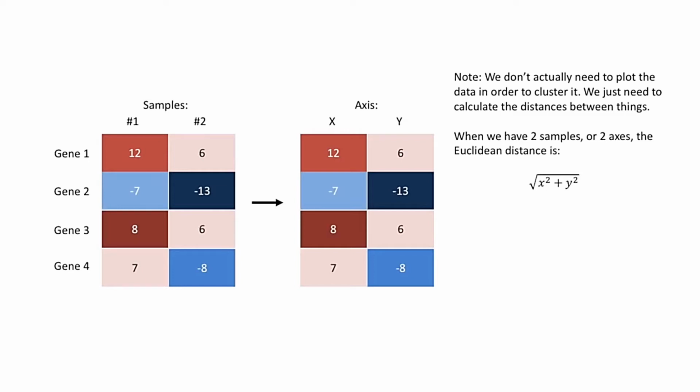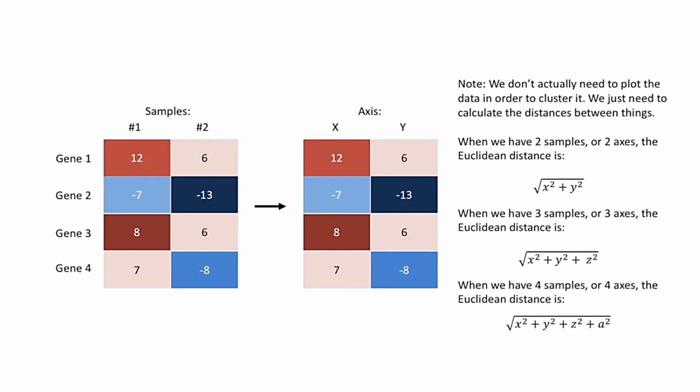When we have 2 samples or 2 axes, the Euclidean distance is the square root of x squared plus y squared. When we have 3 samples or 3 axes, the Euclidean distance is the square root of x squared plus y squared plus z squared. When we have 4 samples or 4 axes, the Euclidean distance is the square root of x squared plus y squared plus z squared plus a squared.